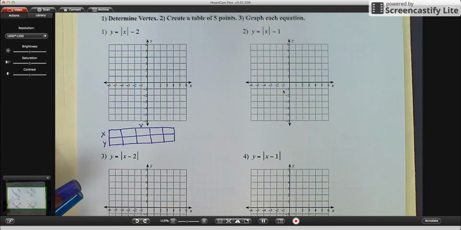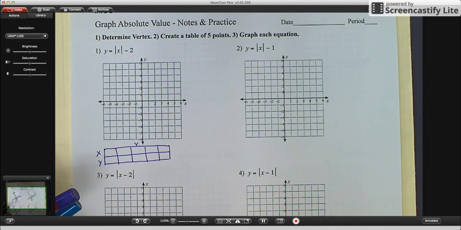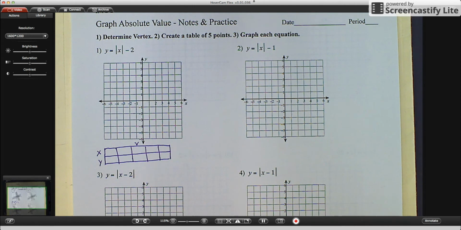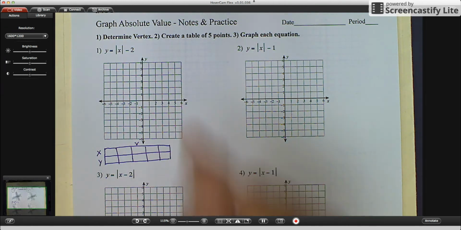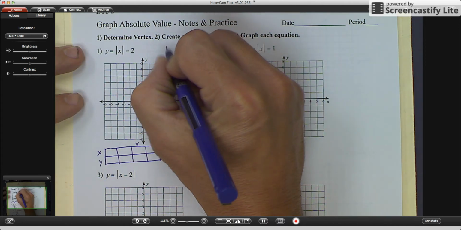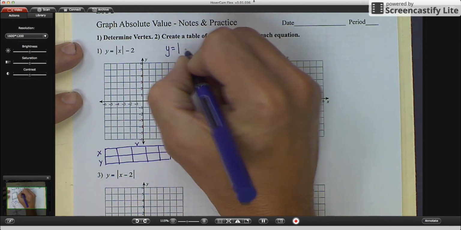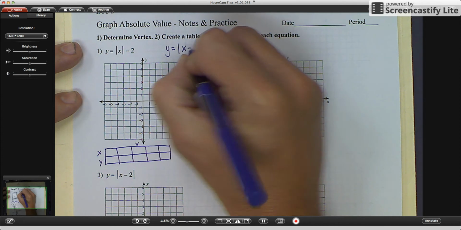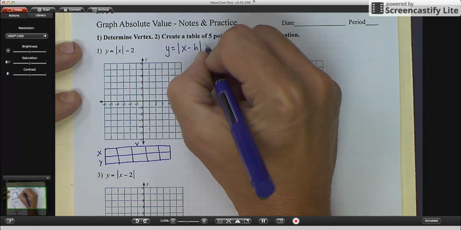Okay, today's lesson is on graphing absolute value equations. Absolute value equations, you've seen a couple of examples already. They look similar to parabolas, so they act very similarly to parabolas as well. Remember that I'm going to put the parent equation up, which in vertex form is y equals the absolute value of x minus h plus k.